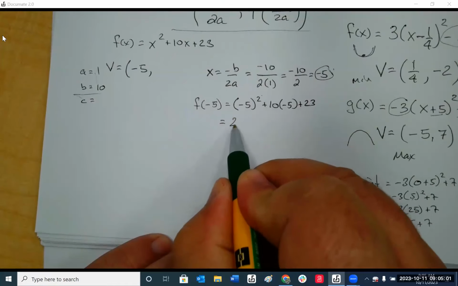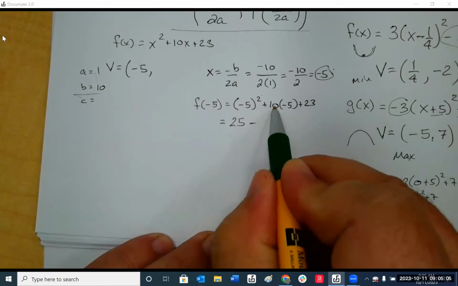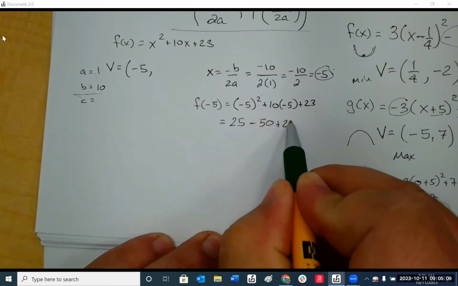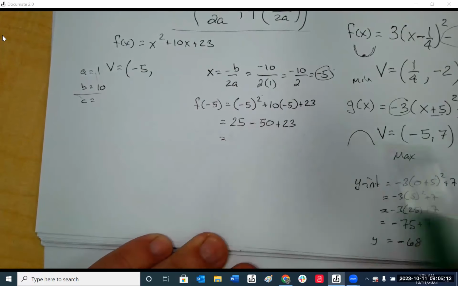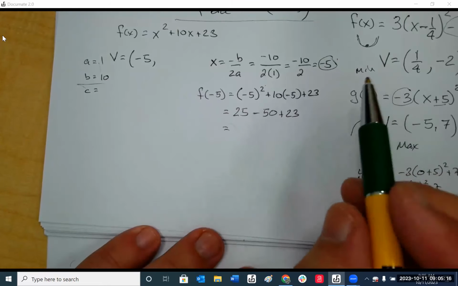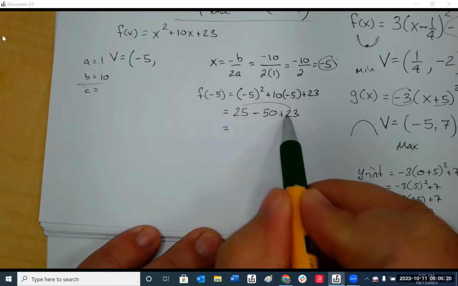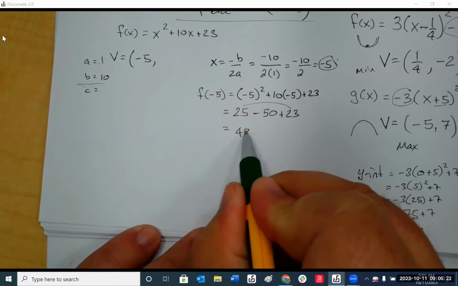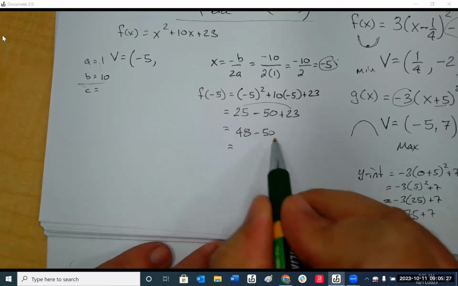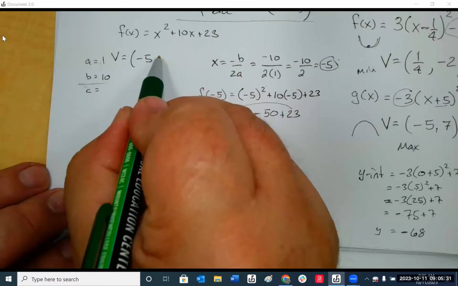Negative 5 squared is positive 25. Positive times negative is negative. 10 times 5 is 50. Plus 23. We can add the two positive ones together, so 25 plus 23 is 48. Minus 50. 50 is bigger, so it's negative. 50 minus 48 is 2.